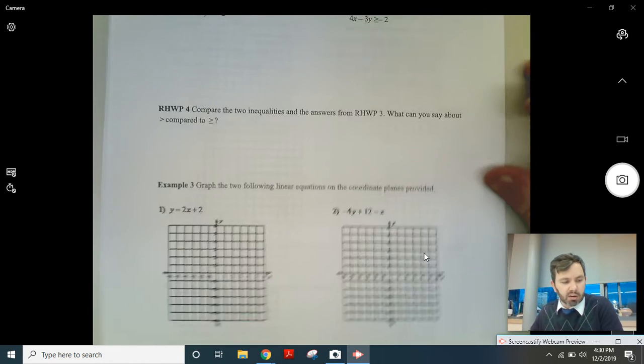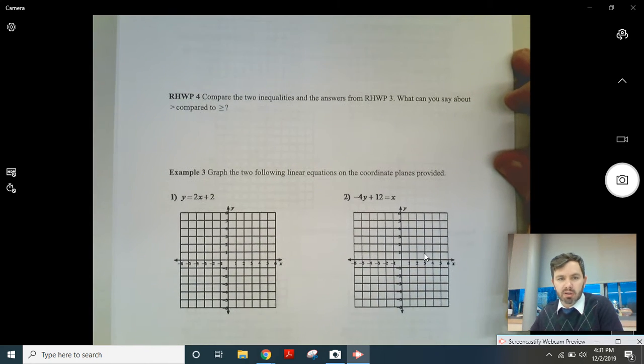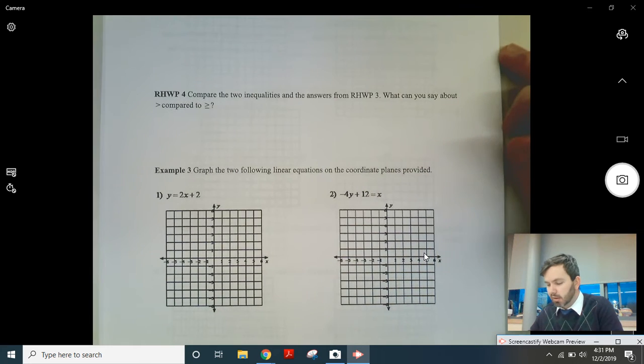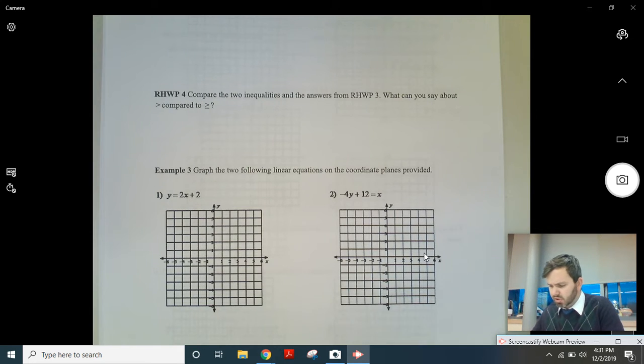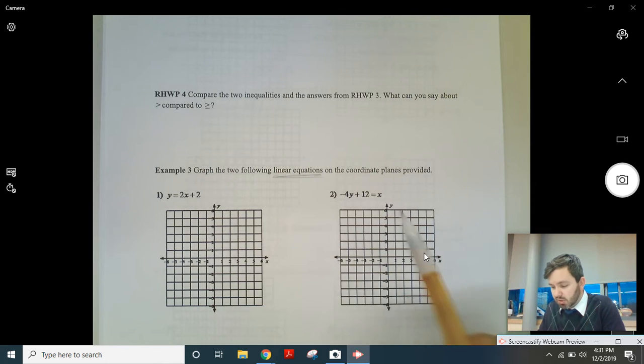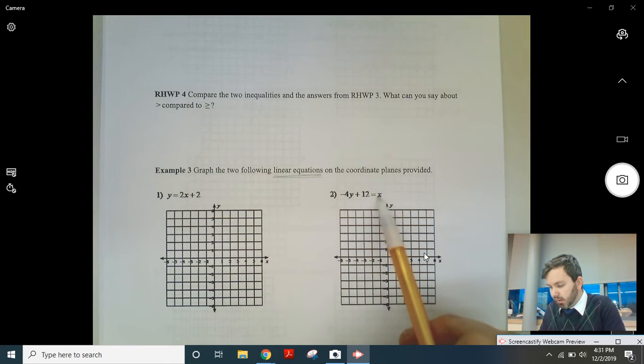We're still in our linear inequality packet, and we're going to be going over examples 3, 4, and 5. So this is kind of our middle section here, that third learning objective. So example 3 here, we're just graphing linear equations. Linear equations are just lines. So y equals something with x, we have a y, and we have an x.